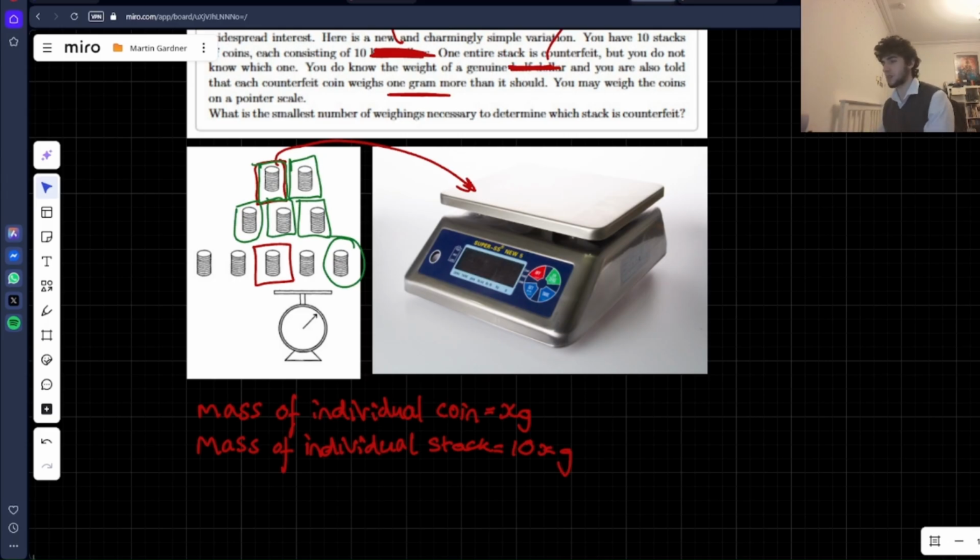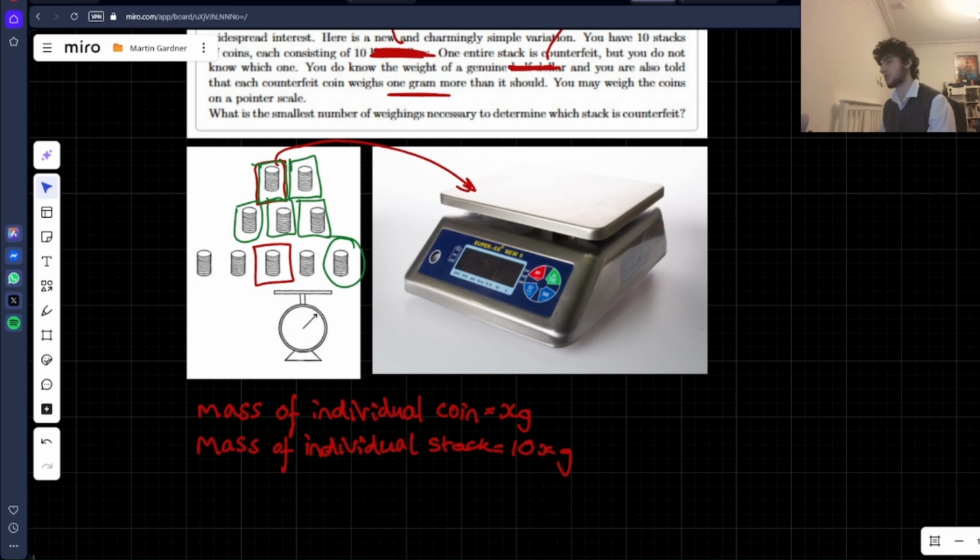Obviously, in the best case scenario, you pick the fake one immediately, but each strategy that I explain is judged by its worst case scenario in this question, because you need to be able to tell me with certainty. If you were to say the smallest number of weighings is 3, then you should be able to tell me in all possible scenarios after 3 weighings which stack is fake, not just in the best case scenario. So in this case, this gives you an answer of 9.